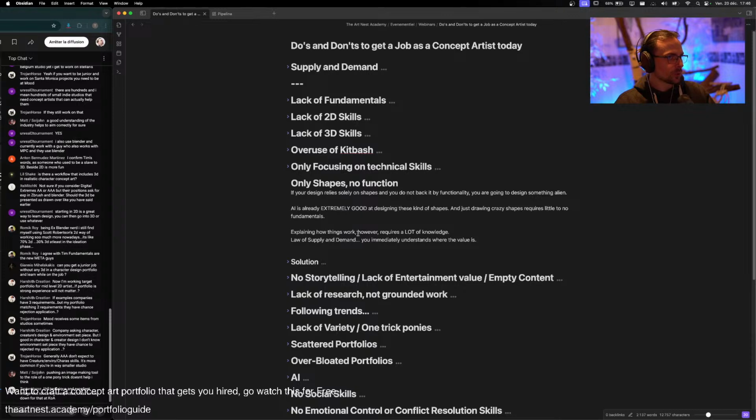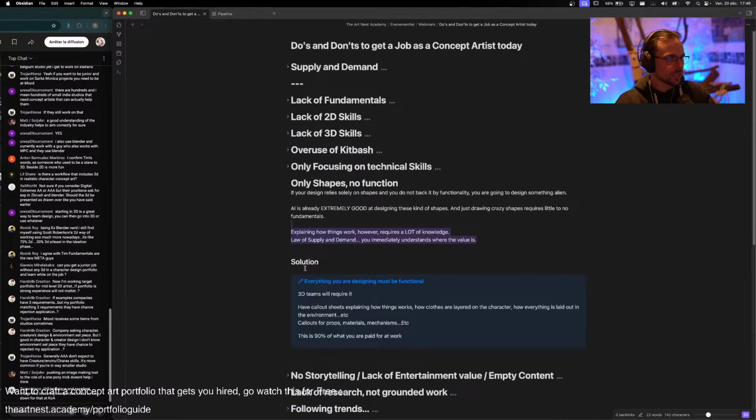Explaining how things work, however, requires a lot of knowledge, a lot of time. AI is unable to do that. It's unable to design a set of grinding gears in a gun, for example, that makes sense. It's going to simulate something that looks somewhat good, but as you zoom in on it, it makes no sense. So if you apply the law of supply and demand, you immediately understand what the value is, I guess.